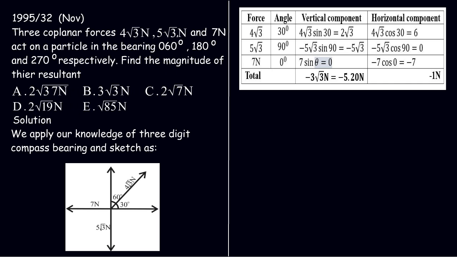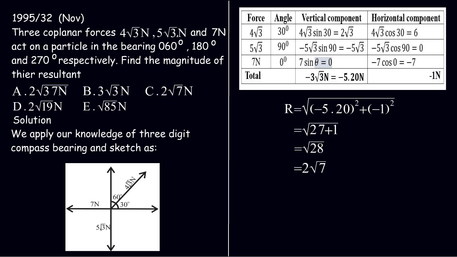Now our resultant will be equal to the square root of the square of the vertical component plus the square of the horizontal component, which makes R equal to the square root of (minus 5.20) squared plus (minus 1) squared, which will be equal to the square root of 27 plus 1, adding together to be equal to the square root of 28, and simplifying to be equal to 2 root 7, and our correct answer is C.